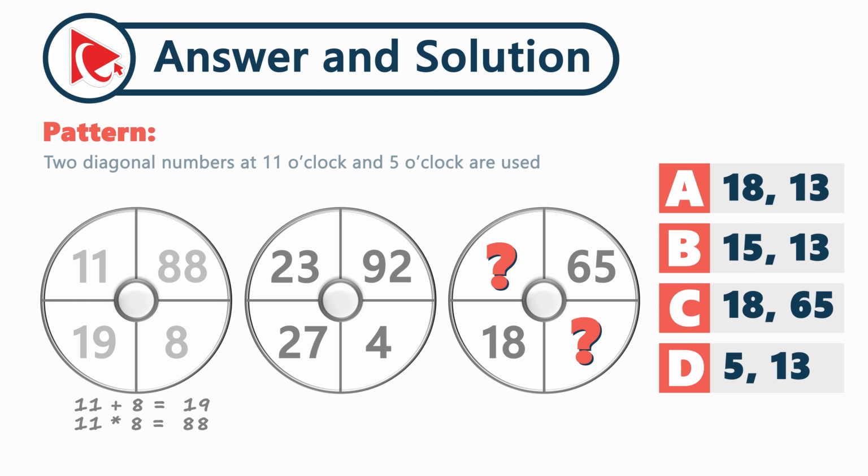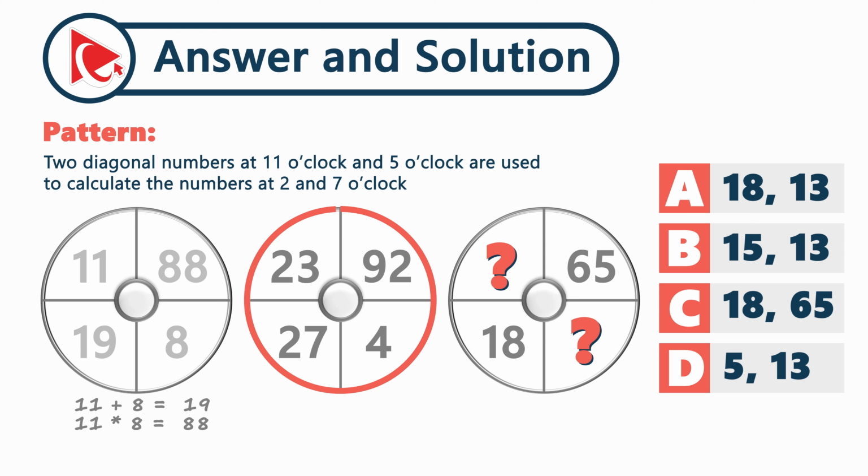Let's verify our hypothesis with the second circle. 23 plus 4 equals 27, and 23 multiplied by 4 equals 92. And now is the magic time to calculate the missing number.